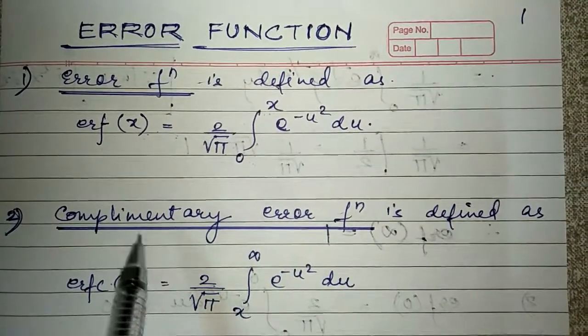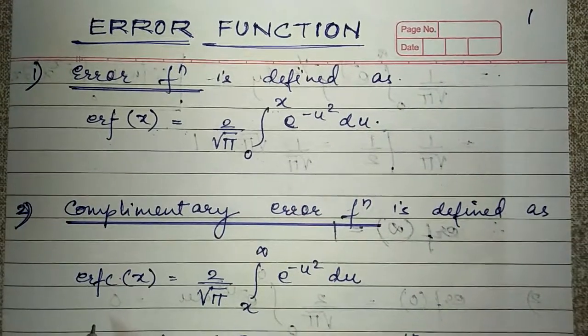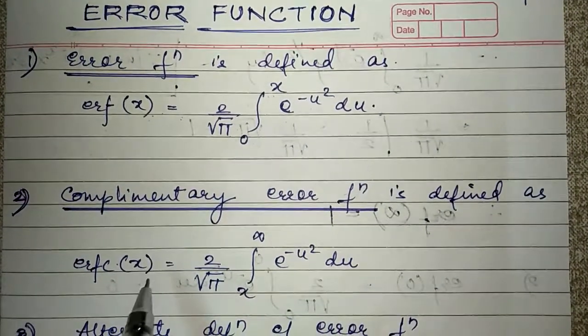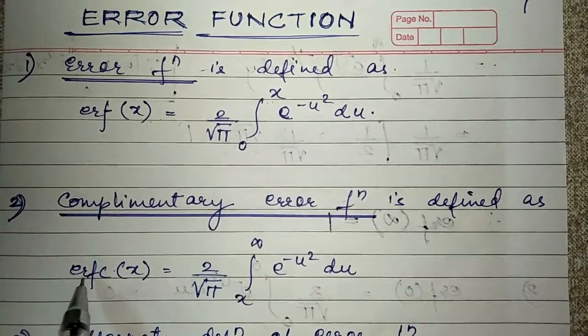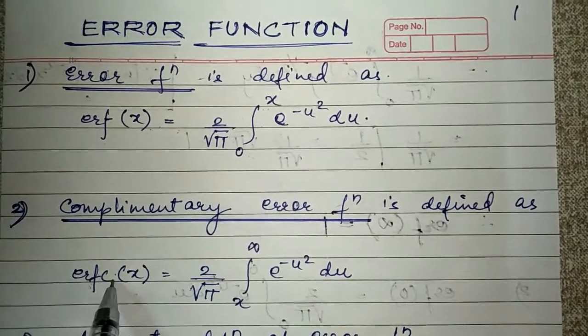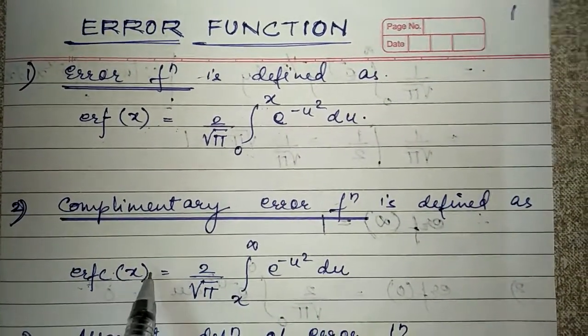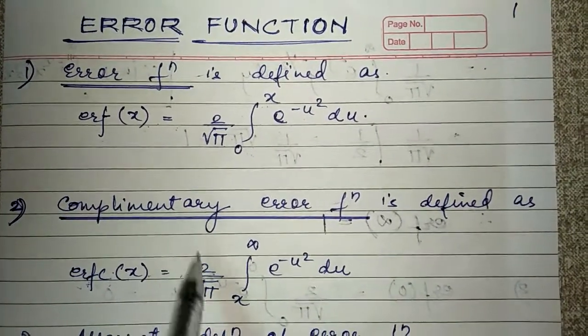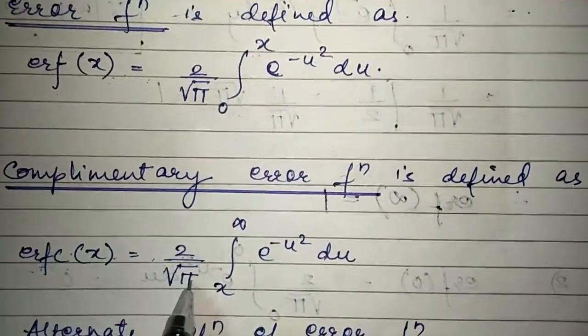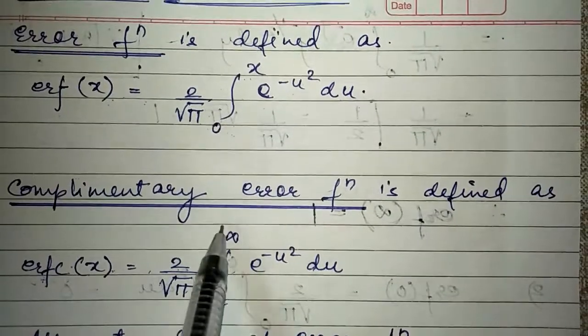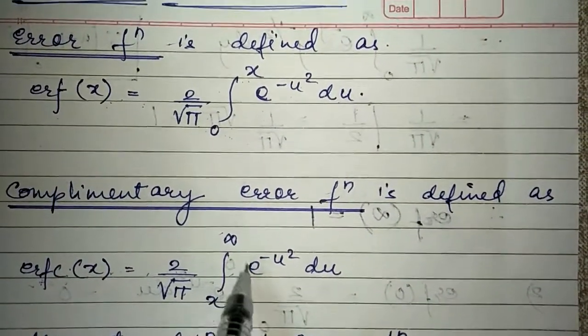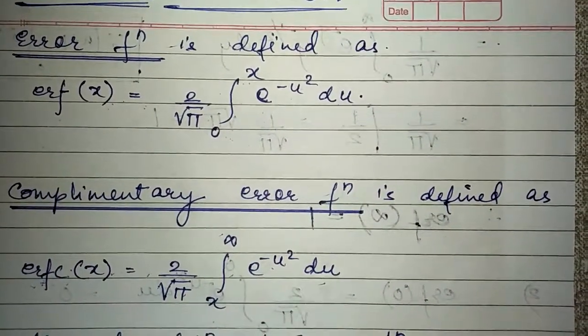Now we'll see what is complementary error function. Complementary error function is denoted like this, ERFC of x, that is complementary error function of x. It is equal to 2 by root pi integral x to infinity e raised to minus u square du.